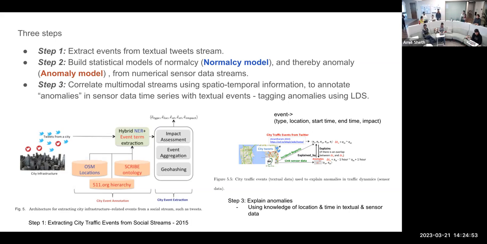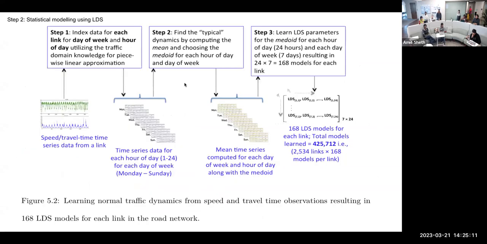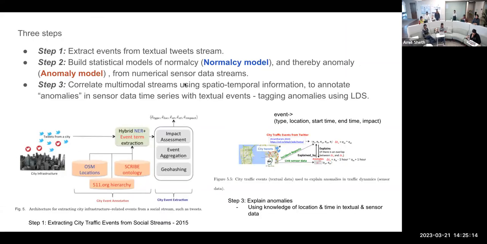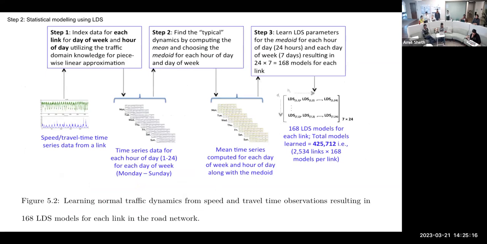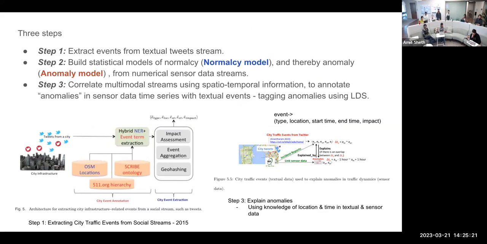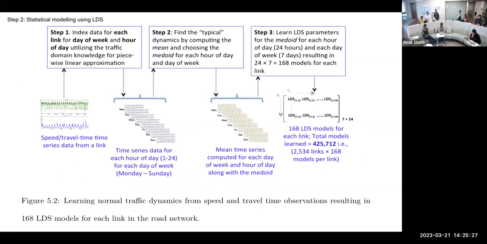So in step 3, he tries to explain these anomalies, that means tagging anomalies. He used the knowledge of the location and time in this textual and sensor data. This figure includes the second step, which is included here. That means building normalcy models and anomaly models. So this was done using a linear dynamic system.